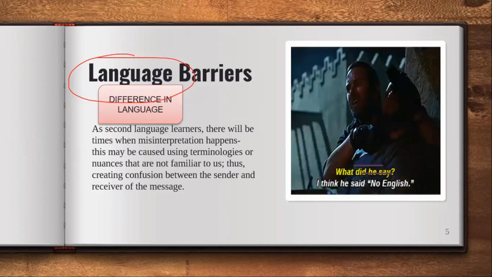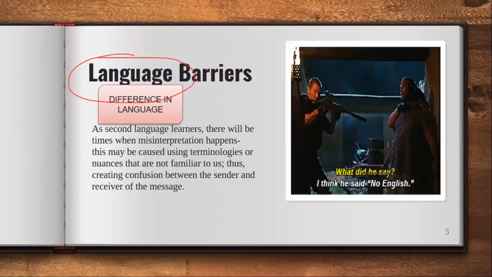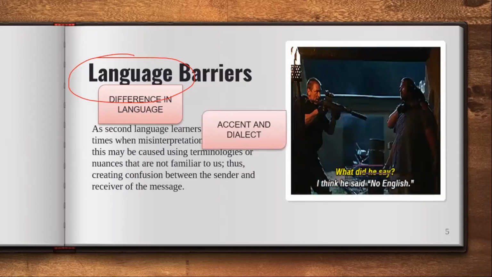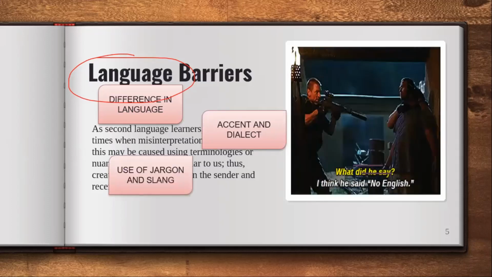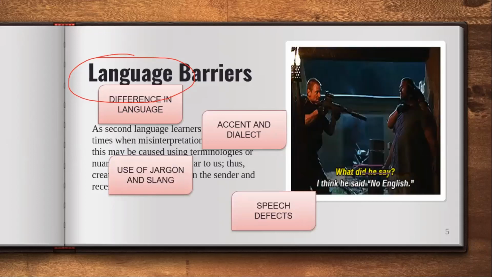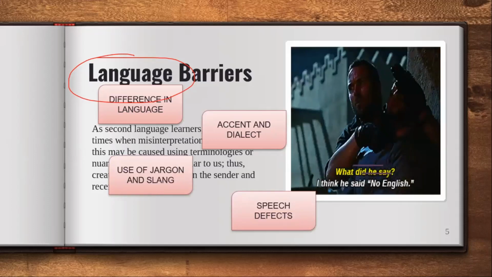Hindi kayo magkakaintindihan. Okay? Next, accent and dialect. Okay? That could be a language barrier. Use of jargon and slang. And lastly, speech defects. Okay? All of these are composed in language barriers. Okay? That's the first one.